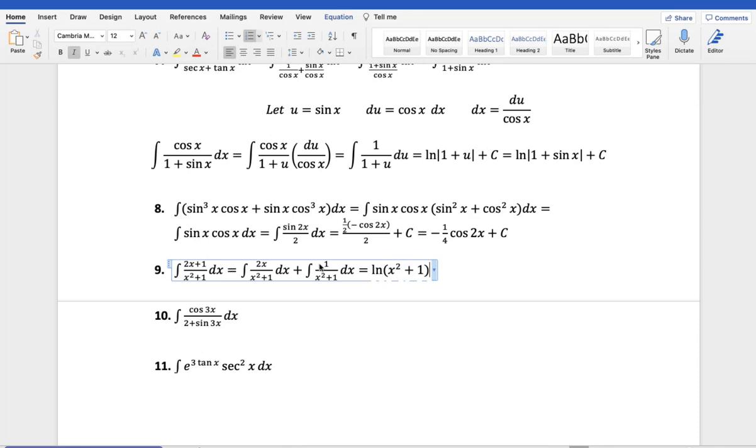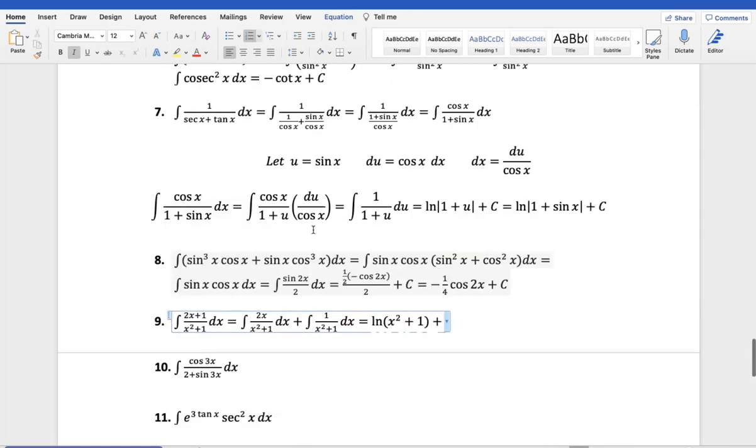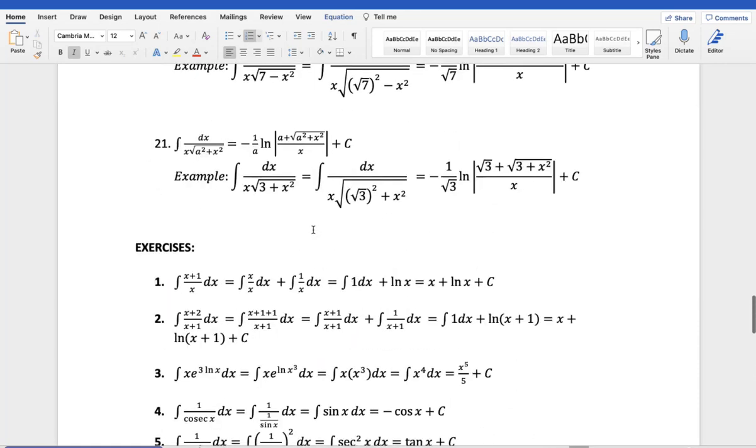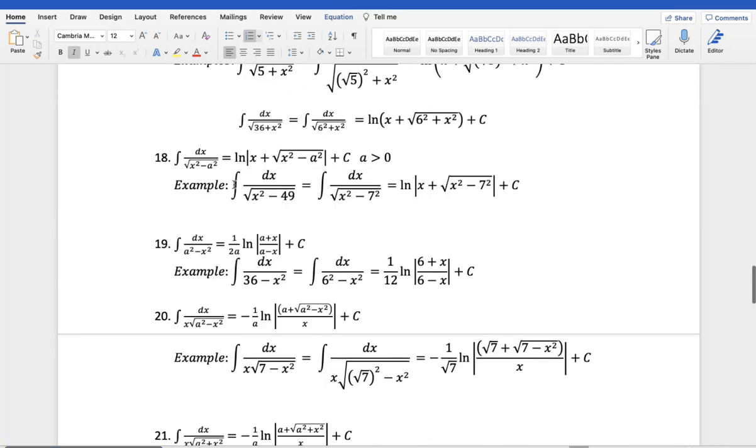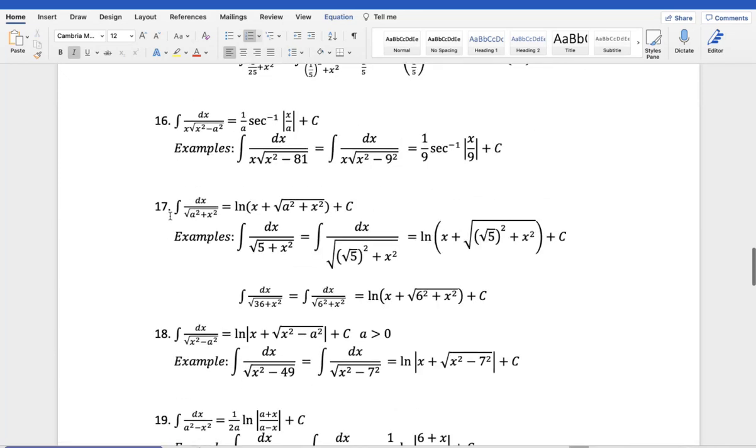So that's for the first integral. For the second integral, we have 1 over x squared plus 1. So if we go back to our basic integrals, 1 over x squared plus 1.